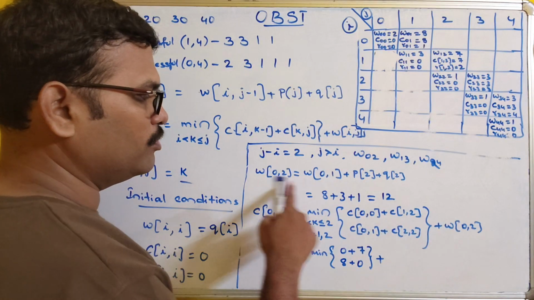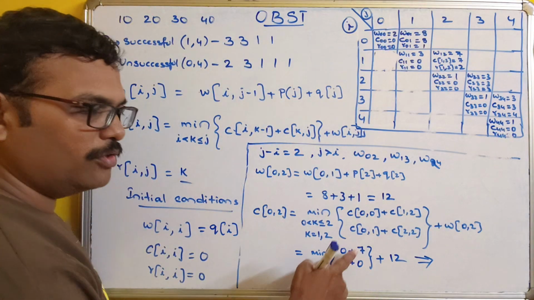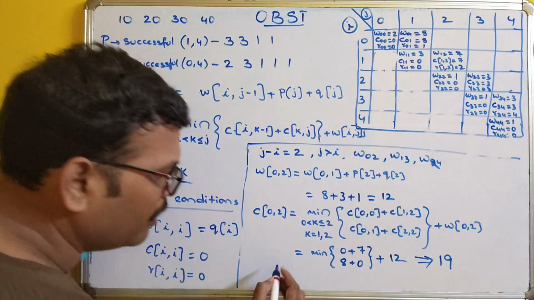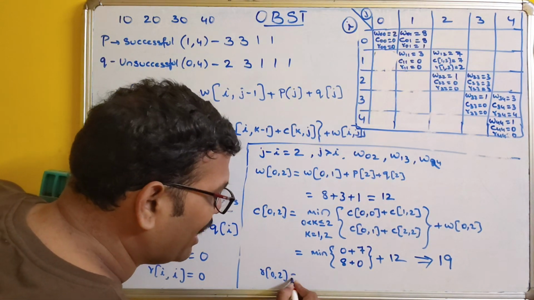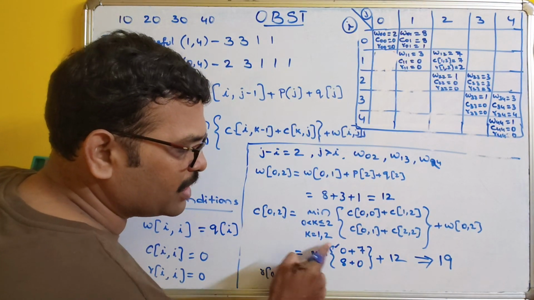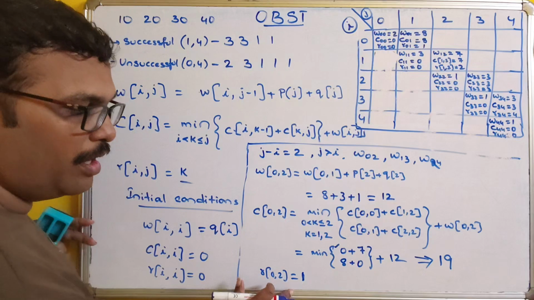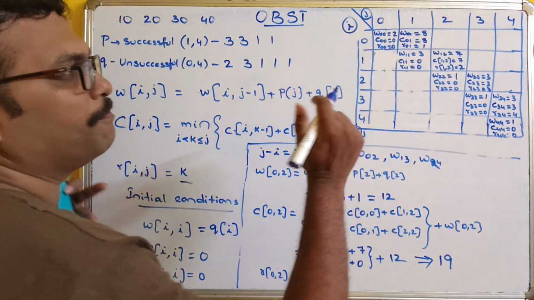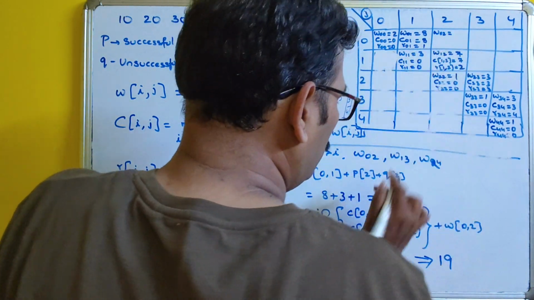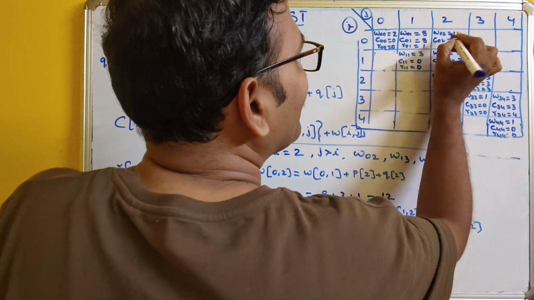Plus W of 0, 2, which is 12. Among these, the minimum value is 7, and 7 plus 12 is 19. Now the root of 0, 2 will be k. The k value for which we got the minimum is obviously the first case, which is 1. So R of 0, 2 will be 1. We update the same here: W of 0, 2 is equal to 12, and C of 0, 2 is equal to 19.